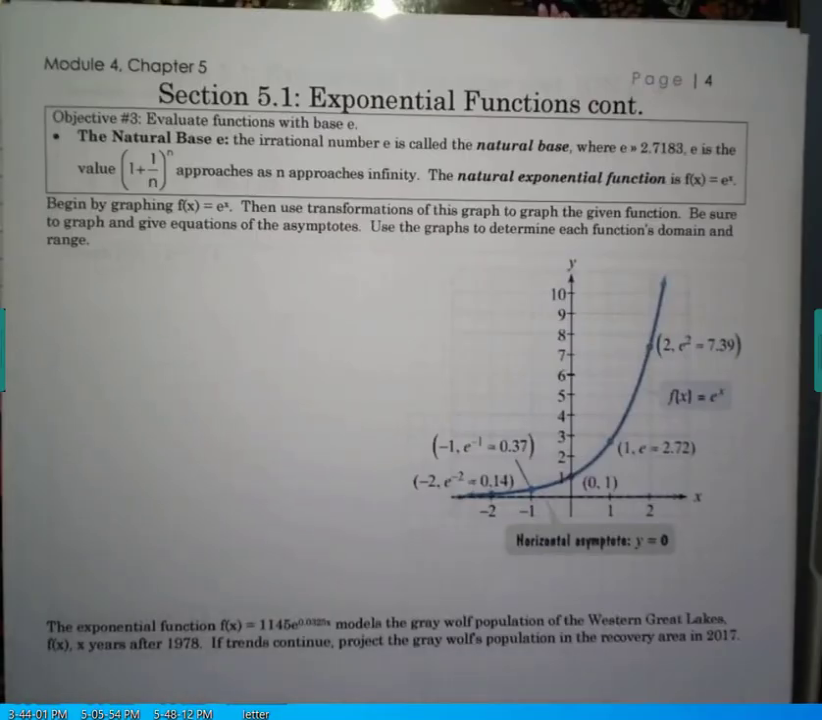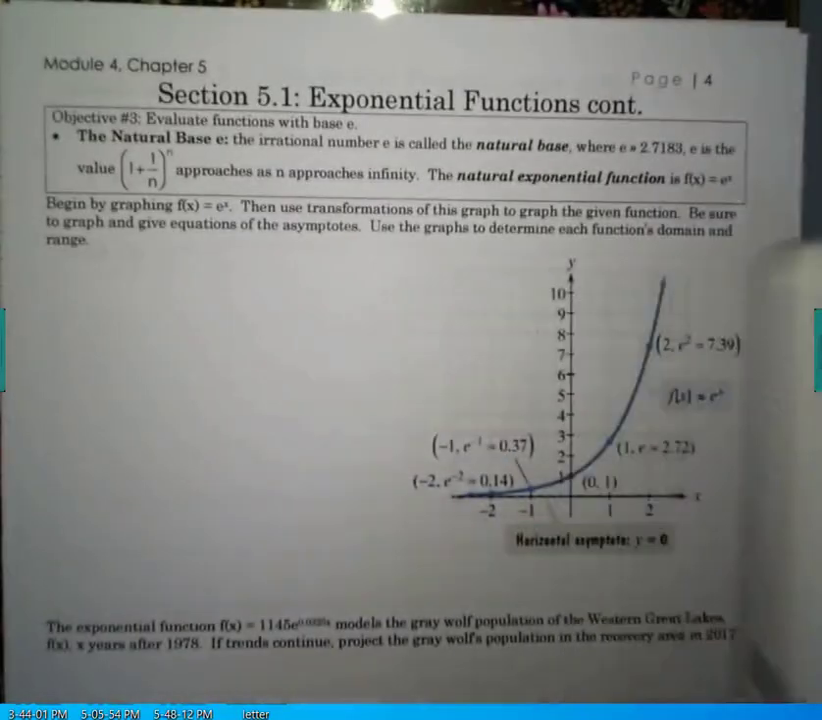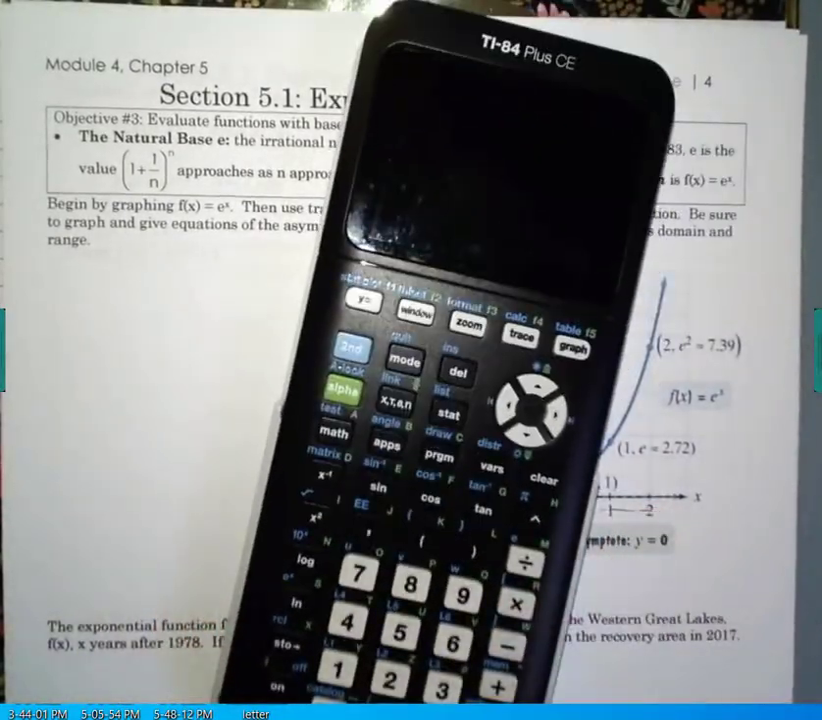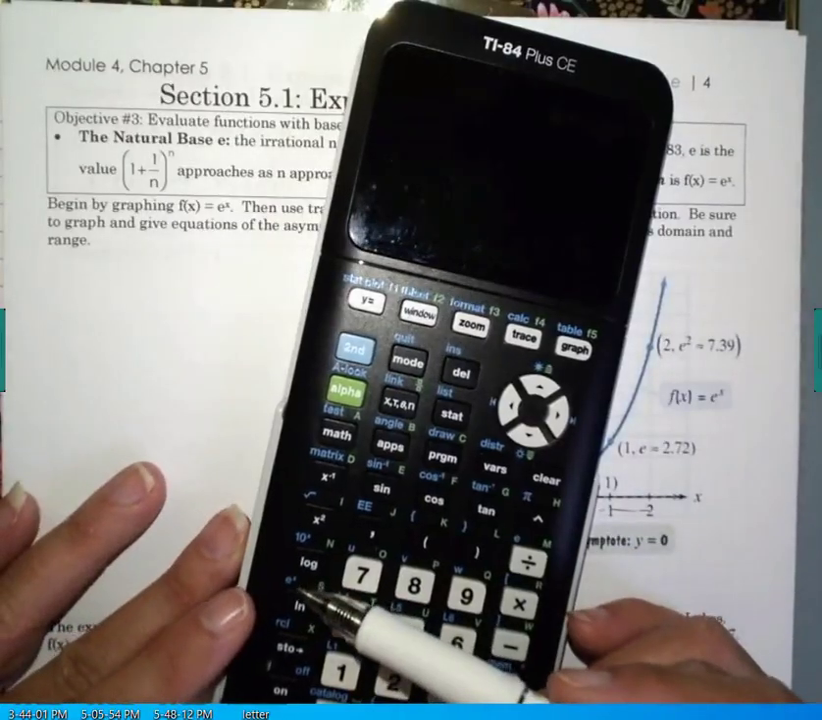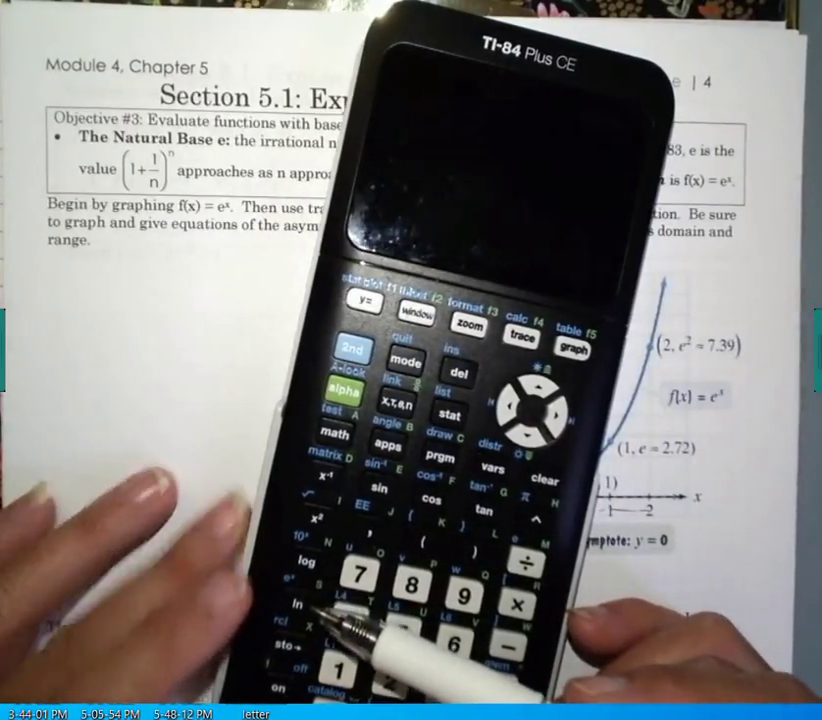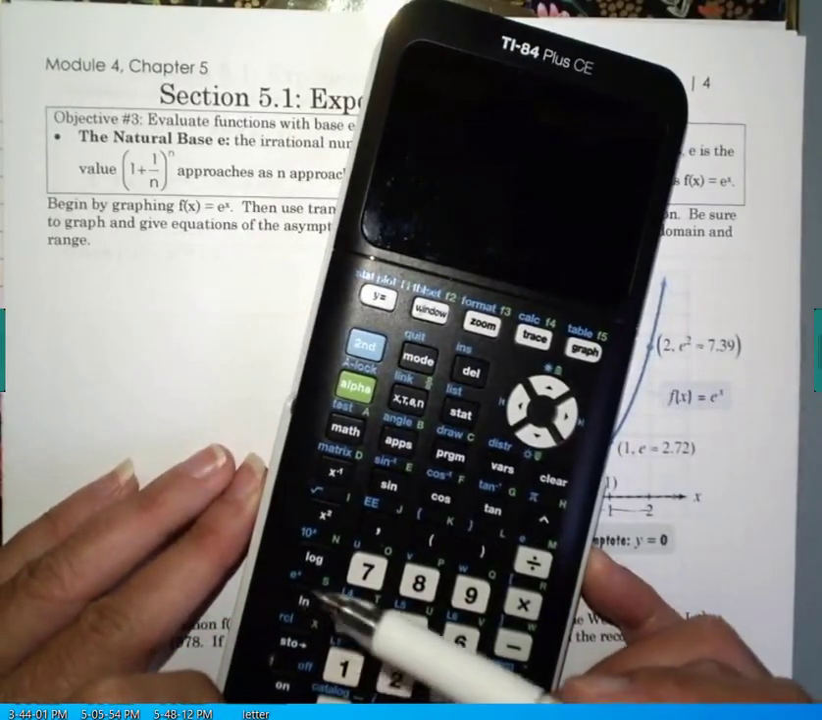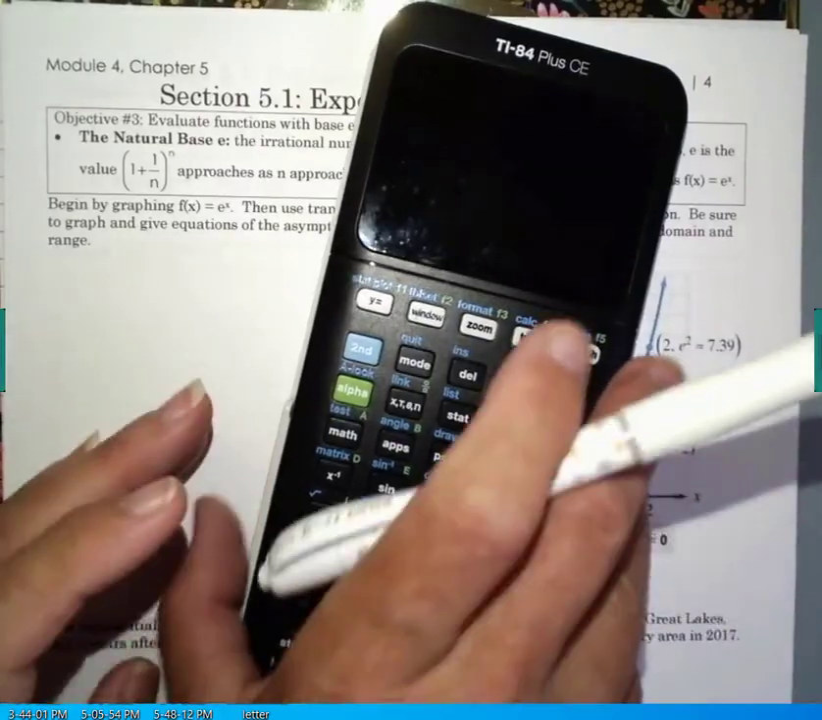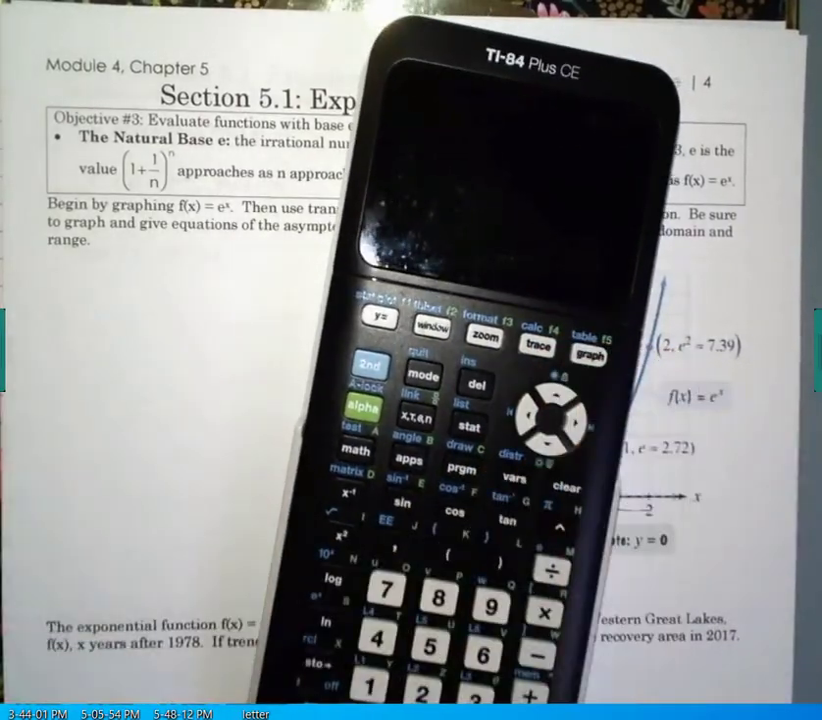And we have found it so useful for so many things that you now have a calculator function that has e in it, and you should be able to find that number on your calculator. On mine, you can see e to the power of x is right over the natural log, ln, feature, and we'll talk about that in a minute. And you should be able to insert e from your calculator.